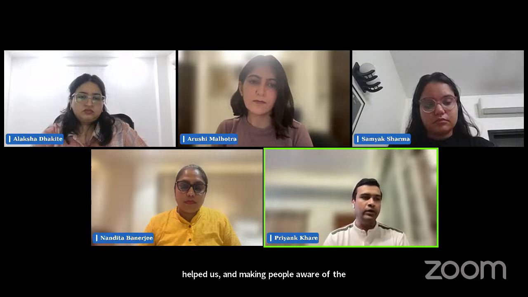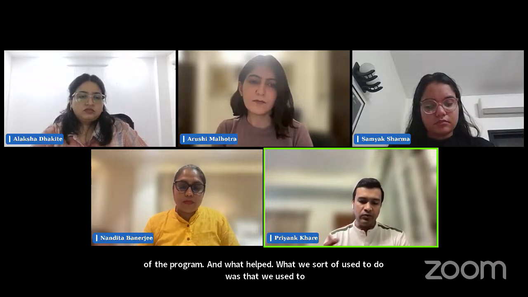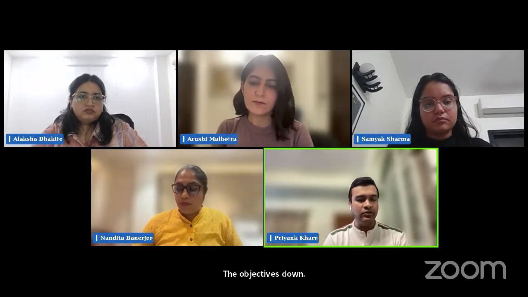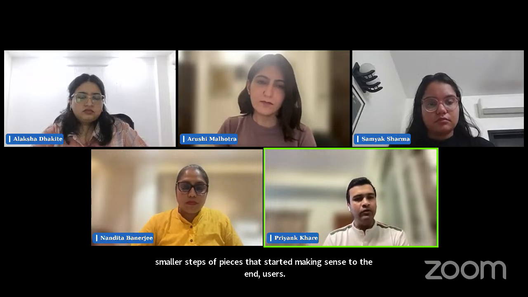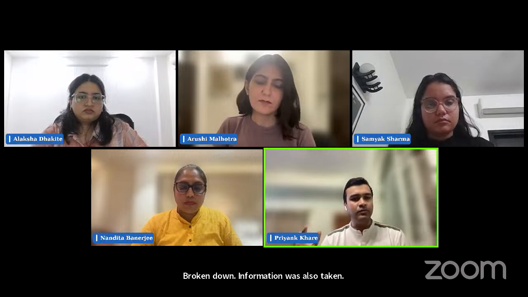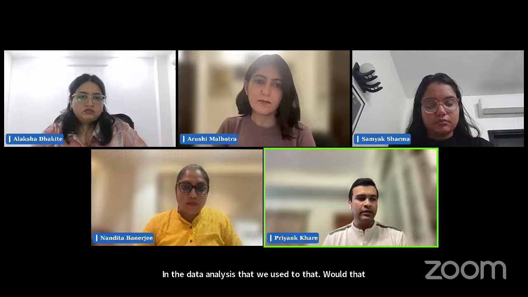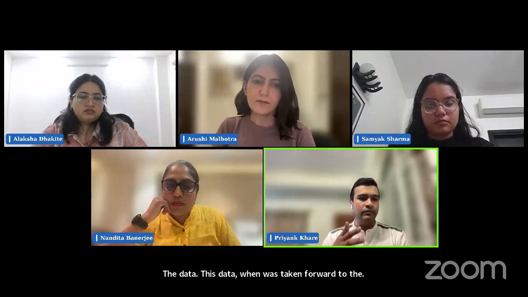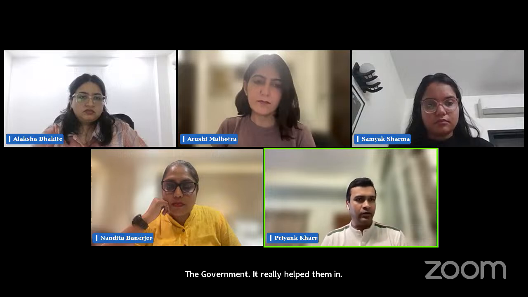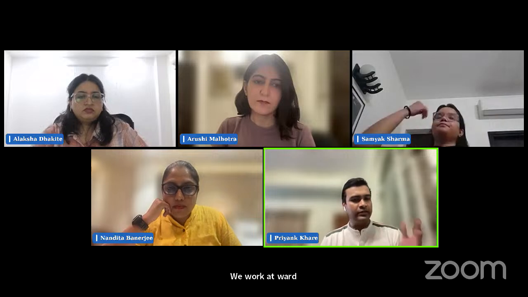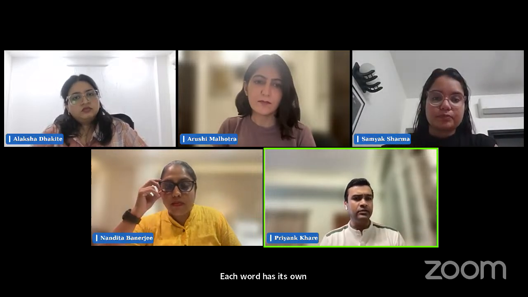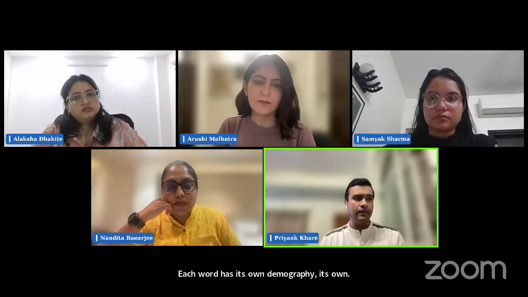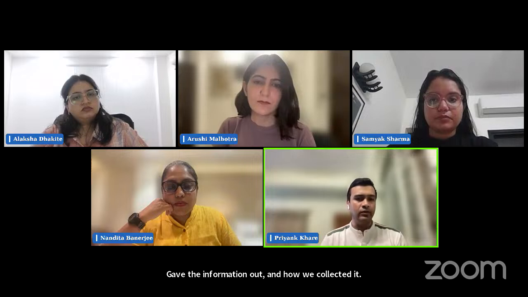And what we used to do was break the objectives down into smaller steps or pieces that started making sense to the end users. The same broken down information was also used in the data analysis, so that helped us in categorization as well. When this data was taken forward to the government, it really helped them in deciding how to approach it. Let's say we worked at ward levels as well in some of the cities. Each ward has its own demography, its own challenges, its own complaints. So how we gave the information out and how we collected it was very key in the kind of work that we were doing.